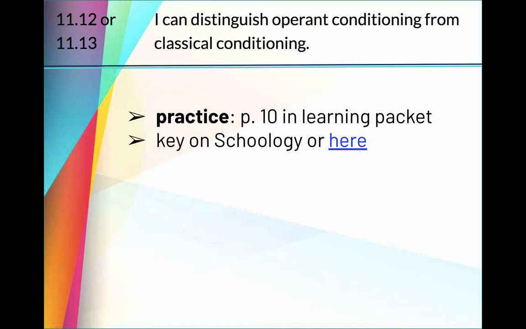So what we're going to do is you're going to go to the practice on page 10 in the learning packet, and the key can be found on Schoology or by clicking this link here. I have about 10 questions. You're going to differentiate between classical and operant conditioning. Then you have to identify the positive, negative reinforcement, UCS, etc. And then I have 3 advanced examples where multiple scenarios are going on. So you could try those as well.